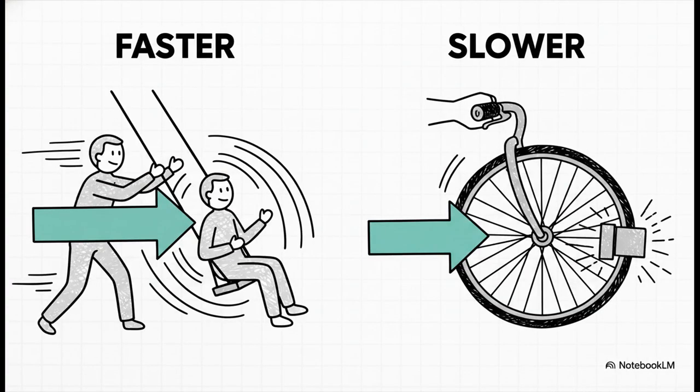And finally, number 5, force can change the speed of an object that's already moving. And this can go both ways. It can make it go faster, like when you give a friend an extra push on a swing, or it can make it go slower, like when you squeeze the brakes on your bike.